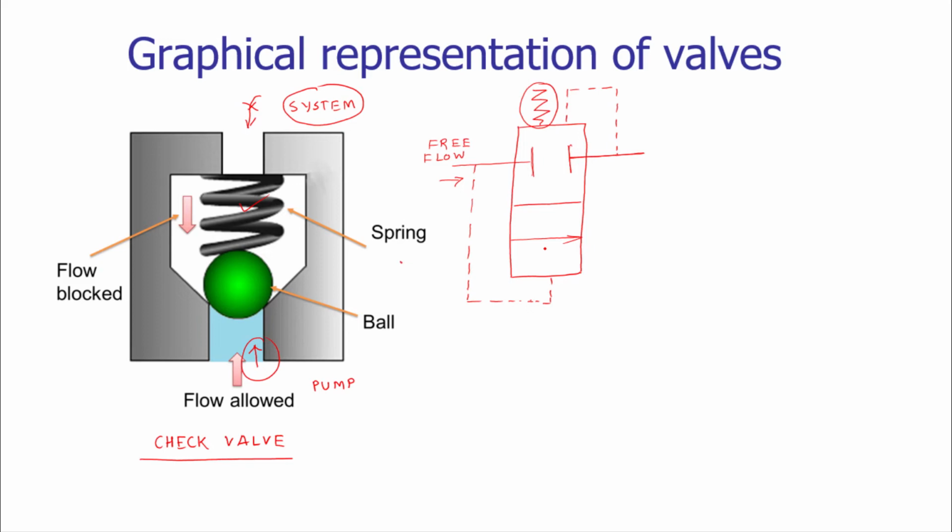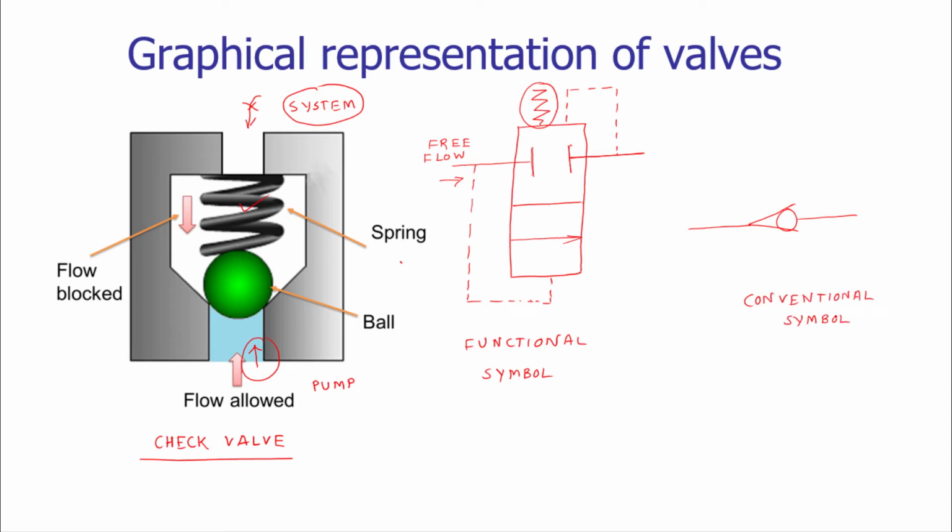Though the construction of the check valve is very simple, and its operation is also very simple, the representation is very complex. In the conventional way, we are representing this check valve by using an arrow and a circle, and there is the flow line. So this is the functional symbol, and this is the conventional symbol.